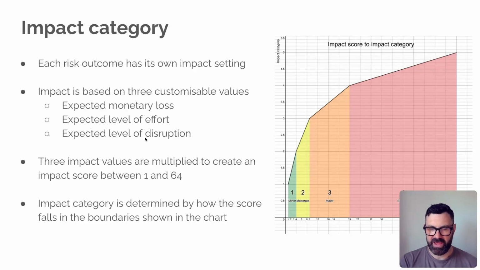Each of those, when set in the platform, has a value of 1, 2, 3, or 4. We multiply those together to create an impact score between 1 and 64. So the lowest number is 1 times 1 times 1, and the highest number is 4 times 4 times 4 to get 64. And then we map that against this chart here, and we can see how those bands work, and we get the impact category from that of minor, moderate, major, or extreme.